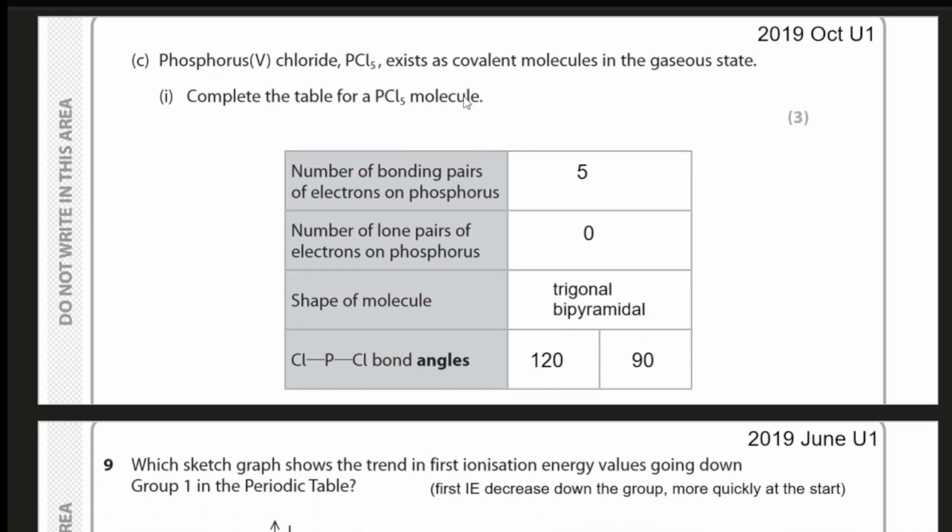Moving on, phosphorus(V) chloride exists as covalent molecules in the gaseous state. They told you to complete the table for a PCl5 molecule. For PCl5, obviously there are 5 bonding pairs, we know that, and 0 lone pairs. So 5 bonding pairs and 0 lone pairs result in a trigonal bipyramidal shape. And we can say in trigonal bipyramidal there are always 2 angles between the bonds, one will be 120 degrees and the other will be 90 degrees. So something like this.